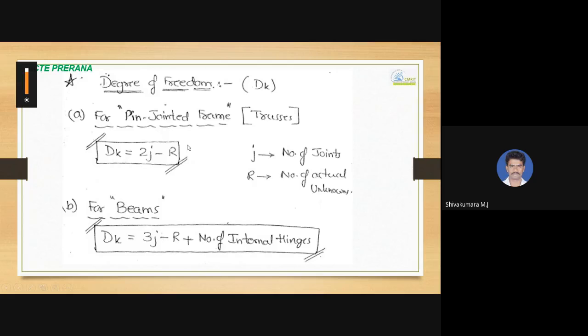For pin jointed frames, which are nothing but trusses, the degree of kinematic indeterminacy is 2j minus r. J is again the number of joints, and r is the number of actual unknowns or reactions. For beams, the degree of kinematic indeterminacy is 3j minus r, and if there exist any internal hinges, you add the number of internal hinges. In the previous case, for the degree of static indeterminacy, we deducted the number of internal hinges, whereas in kinematic indeterminacy you add them: 3j minus r plus the number of internal hinges.